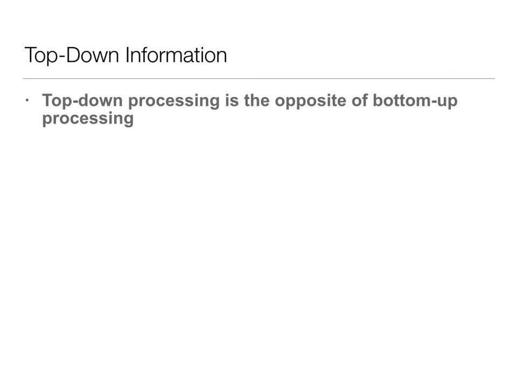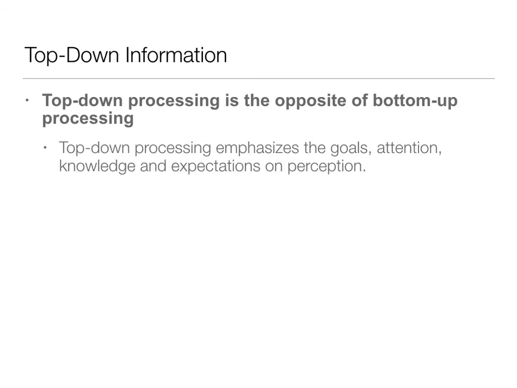That's top-down processing. Top-down processing really emphasizes the goals and the attention and the knowledge and the expectations on perception. So our knowledge of how to read was that top-down information. Our expectations then, that shape was an H and that shape was an A, even though they were the exact same shape. That context and our knowledge of reading changed our perception of them.